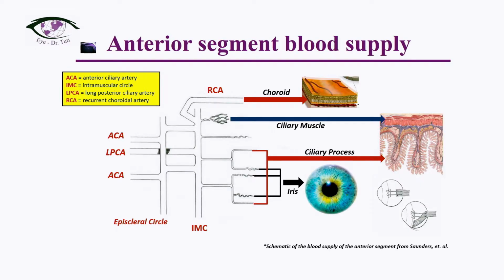In general, anterior segment blood supply is provided from anterior ciliary arteries and long posterior ciliary arteries, which are also creating an intermuscular circle. And of course, the intramuscular circle, as you can see on this schematic picture, also takes participation in a recurrent choroidal artery. This is a schematic of the blood supply of the anterior segment from Sanders and his colleagues. Of course, I modified it a bit with some additional pictures to make it even more clear to imagine.